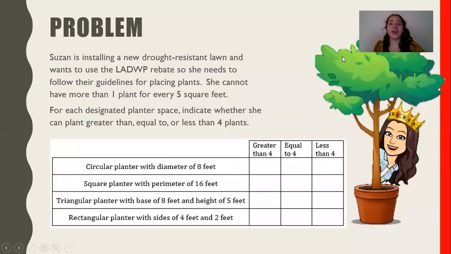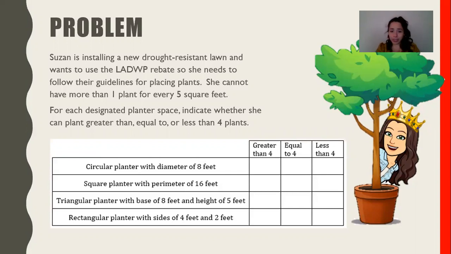All right, so today's lesson has to do with, well, let's look at this problem first. It says, Susan is installing a new drought-resistant lawn and wants to use the LA DWP rebate, so she needs to follow their guidelines for placing plants. She cannot have more than one plant for every 5 square feet. For each designated planter space, indicate whether she can plant greater than, equal to, or less than 4 plants.